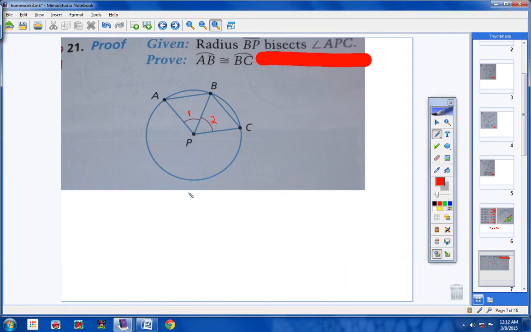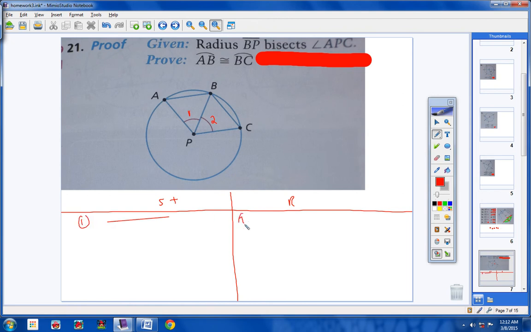So step one, students, we'll put our statements over here and our reasons over here, and let's get started. Number one, we're going to list out our given. Now, I want to state that we have angles 1 and 2 that are congruent. So I'm going to state that angle 1 is congruent to angle 2. I'm going to state that because that's the definition of an angle bisector.